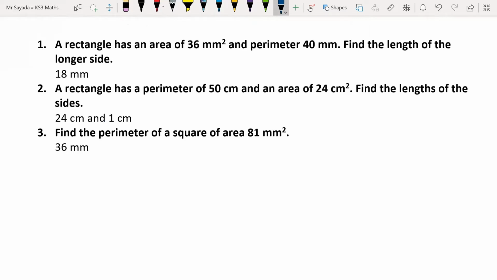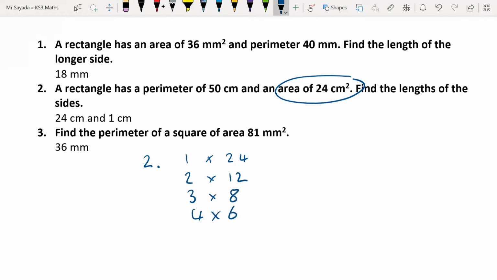Now, if you got either question 2 or 3 wrong, stay on the video and I'll explain them. So for question 2, we first need to find all the possibilities that make an area of 24. So I find the factor pairs of 24: 1 and 24, 2 and 12, 3 and 8, 4 and 6. Those are all the possibilities.